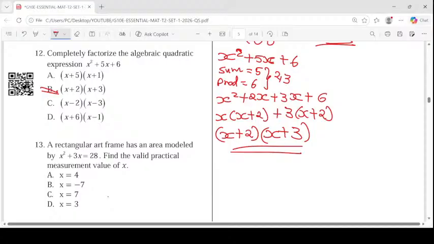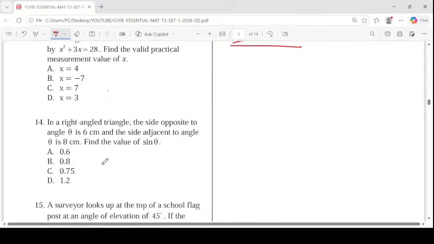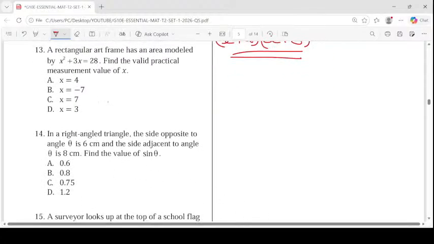Let us look at the next part of the paper. That is question number 13. A rectangular art frame has an area modeled by x squared plus 3x is equals to 28. Find the valid practical measurement value of x. The valid practical measurement value. Those statements there have their own weights.